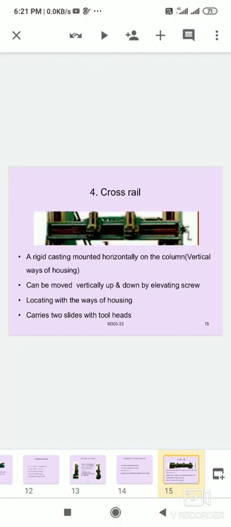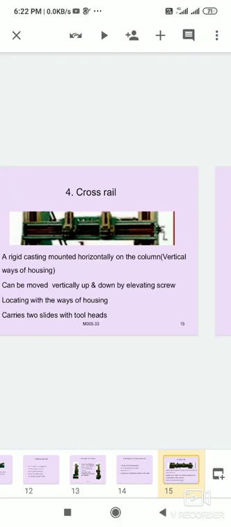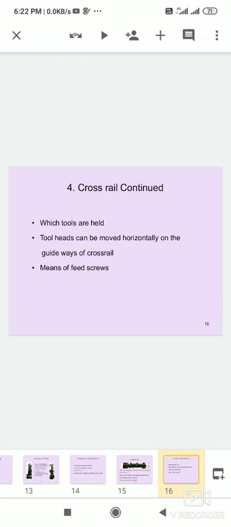If the workpiece is small, the cross rail is adjusted by an elevating screw and located with the ways of housing. It carries two saddles with tool heads. The cross rail is a rigid casting mounted horizontally on the vertical ways of housing. It can be moved vertically up and down, located within the base of housing.